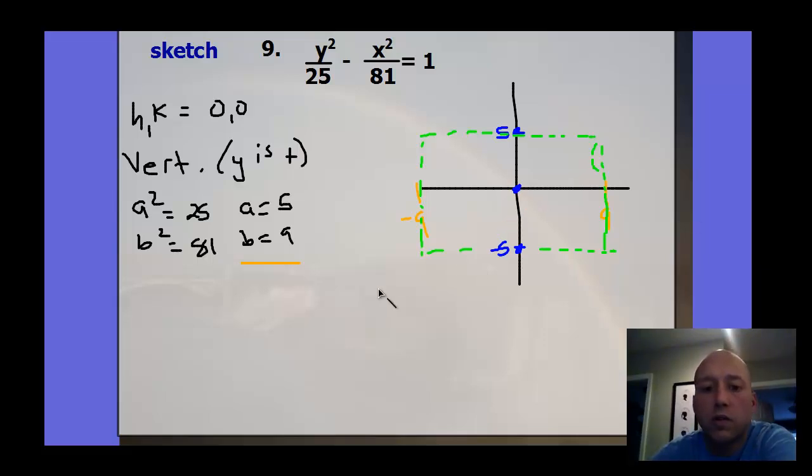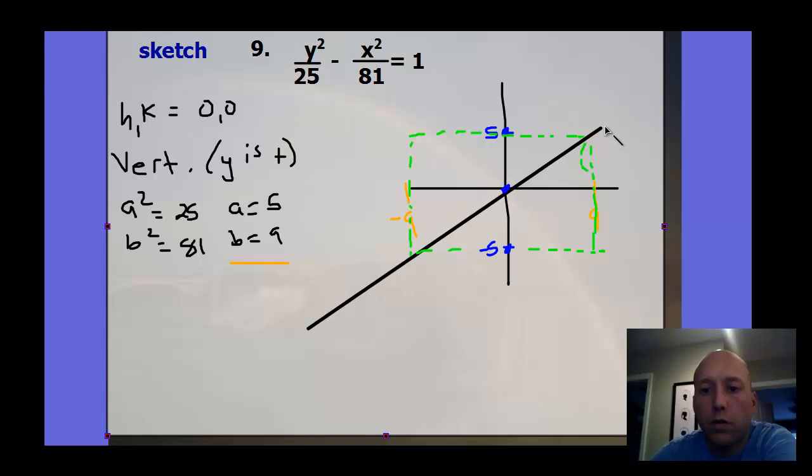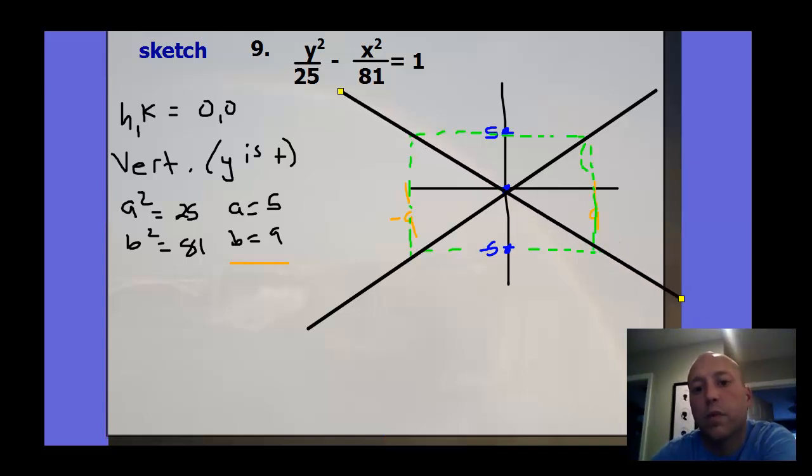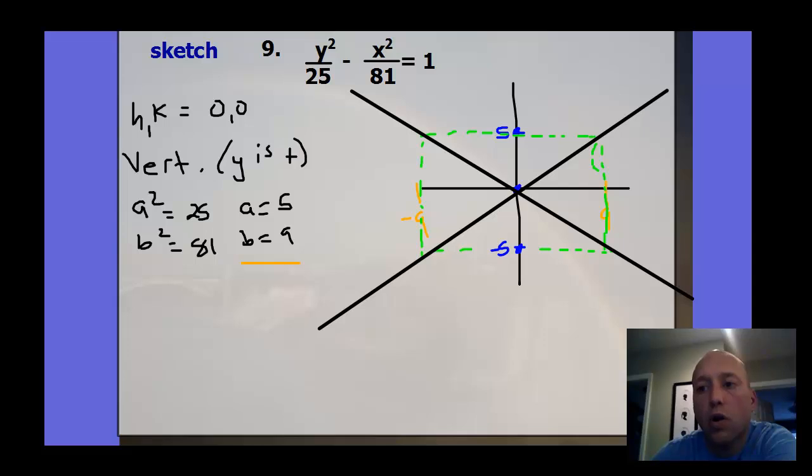And so my asymptotes are going to be through the diagonals of that rectangle. And then that will help me draw my branches. Now we have to be careful. Our branches are vertical, so they come off of A. So they start here and go towards our asymptotes. And so that would be the sketch in red of that hyperbola.